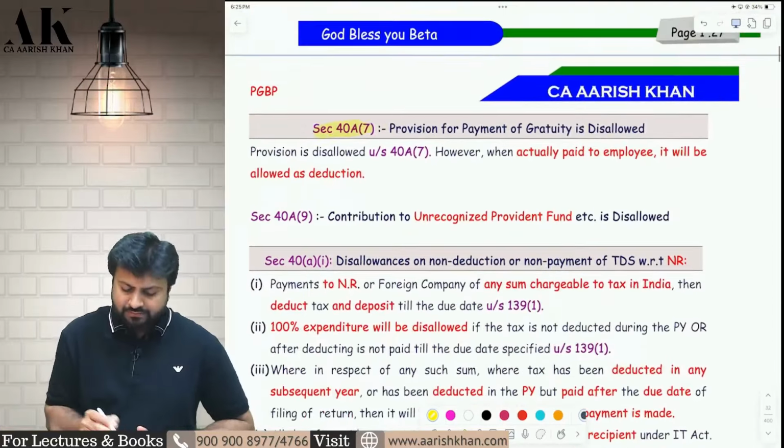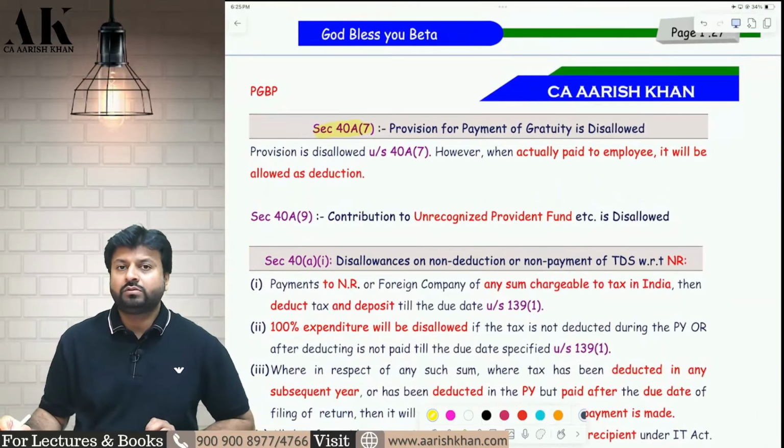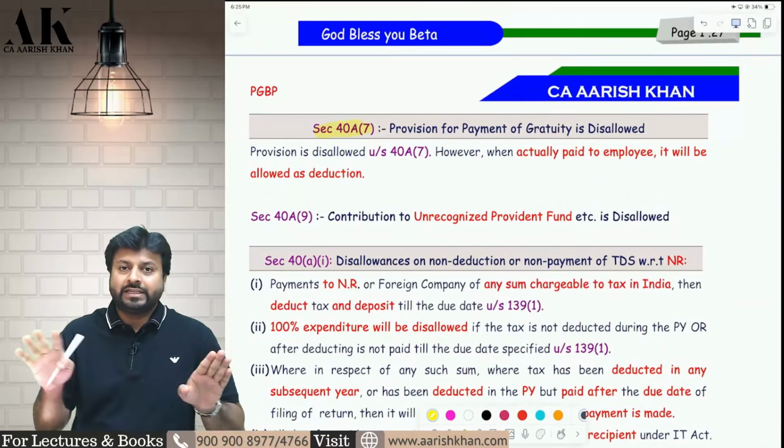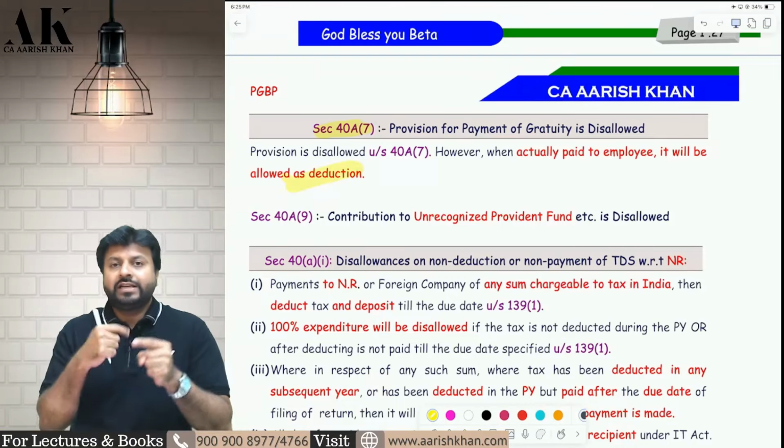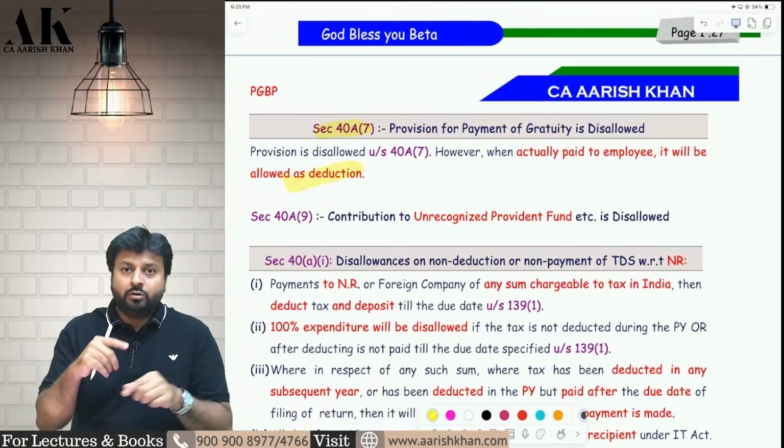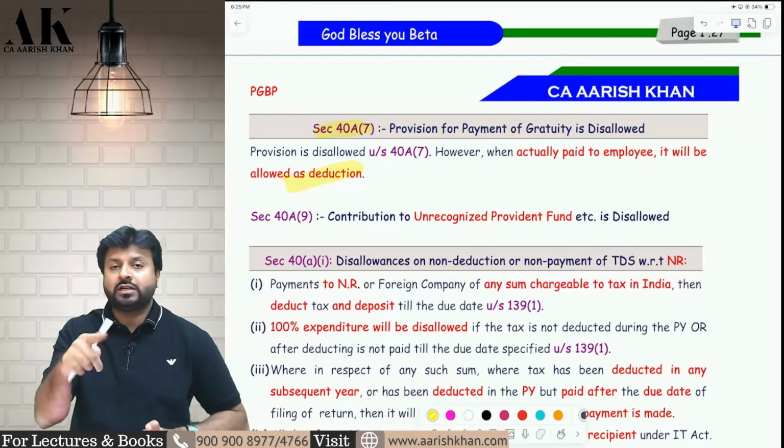Next, 48.7. Provision for payment of gratuity is disallowed. So whatever provision you make, that is disallowed. But when you make the payment, that is allowed. Check please. So when you pass a provision entry, outstanding entry, that is disallowed. But when you make a payment entry, that will be allowed as deduction under the income tax law.